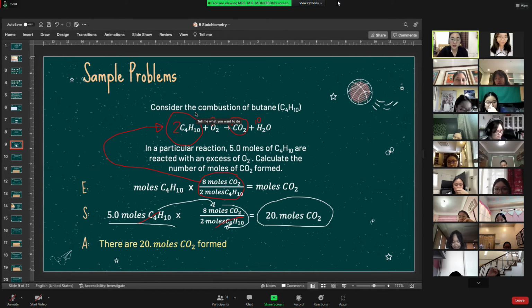So there's a question here. Teacher, there's an excess of O2. Why is it 8 and not 13 O2? We are looking at carbon dioxide and butane in here. No need to look at the reaction with O2 here because we are looking for the ratio between butane, C4H10, and carbon dioxide.